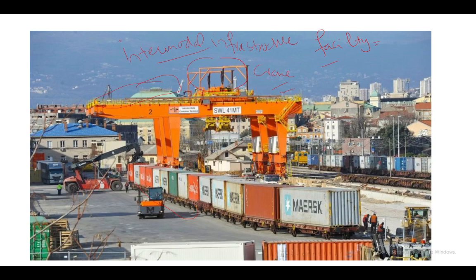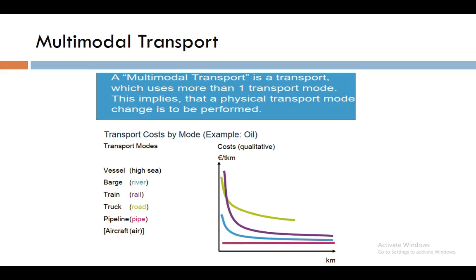So again, intermodal connects more than one mode. So at this stage we have three modes connected, such as rail, road and water.